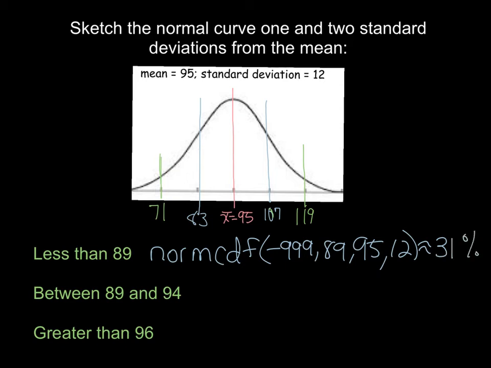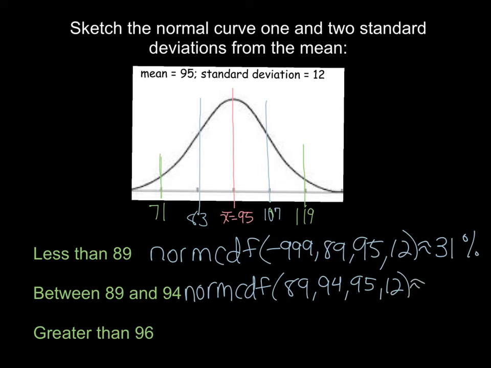If it said between 89 and 94, my lower bound would become 89, my upper bound would become 94, but my mean and my standard deviation would stay the same. So it would be norm CDF between 89 and 94, same average, same standard deviation, again to the nearest whole percent. You're going to get 0.1582556487, which is about 16% to the nearest whole percent.